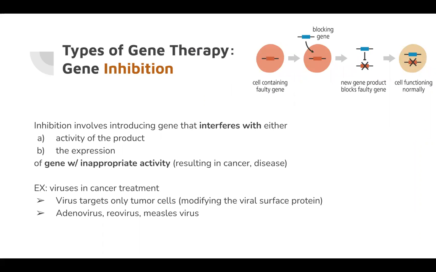Another type is gene inhibition. This is where you have a gene that has a faulty activity. Usually it's overactive or has unusual activity, and you'll interfere with this to block it by either blocking the direct expression of it or blocking the product produced by it. And this is useful for cancer treatment, where you're going to modify viruses to target tumor cells and then either block their activity or kill them.